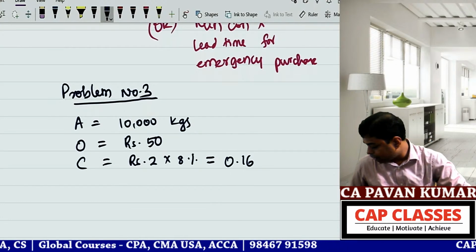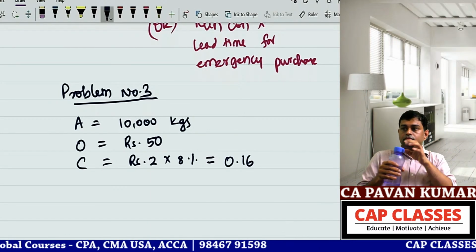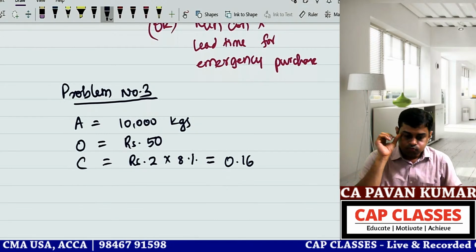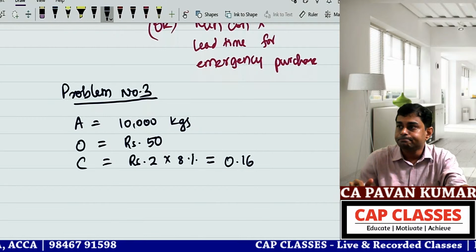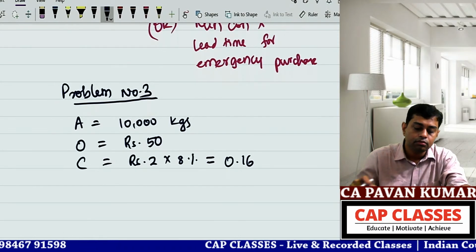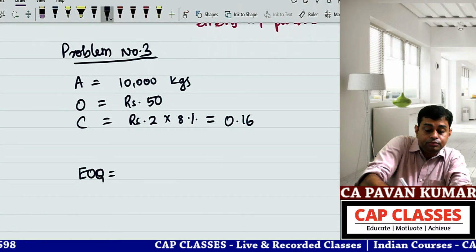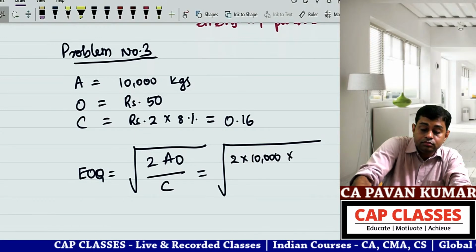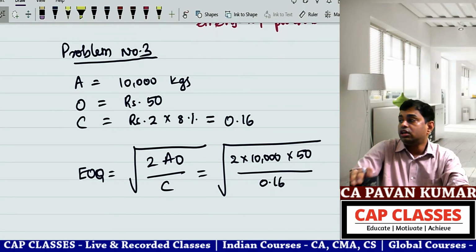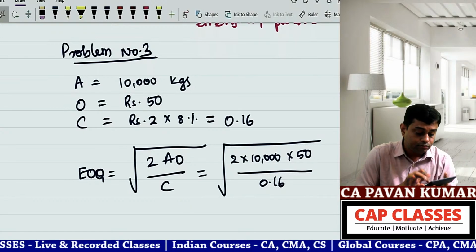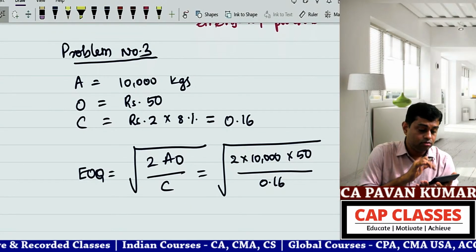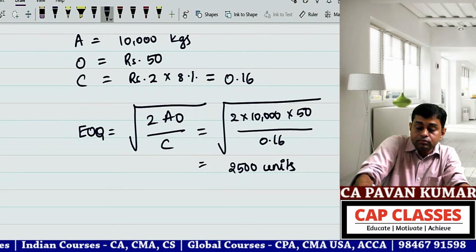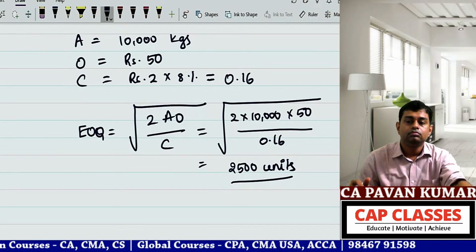EOQ is equal to square root of 2AO by C, that is equal to square root of 2 into 10,000 kgs into ordering cost 50 divided by 0.16. So take calculator, quickly calculate and tell me. Is it 2500? That is equal to 2500 units. So how many of you got 2500 units? Very good, correct answer. EOQ 2500 units is correct answer.